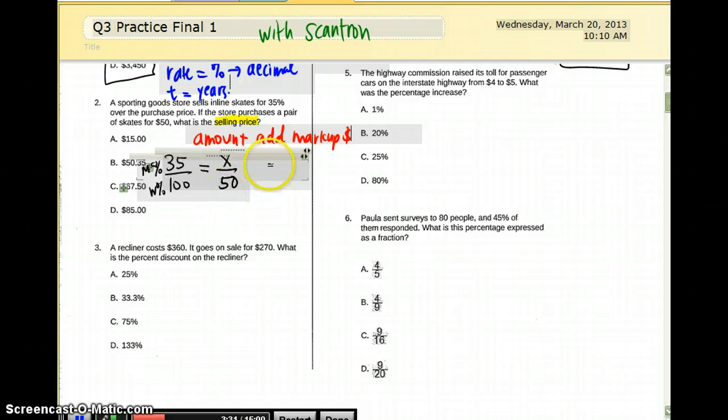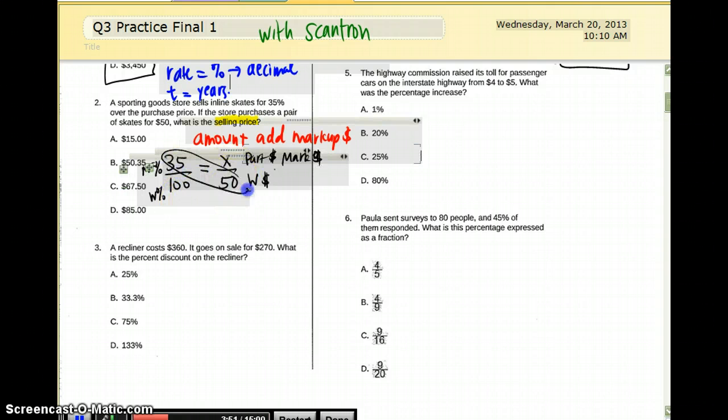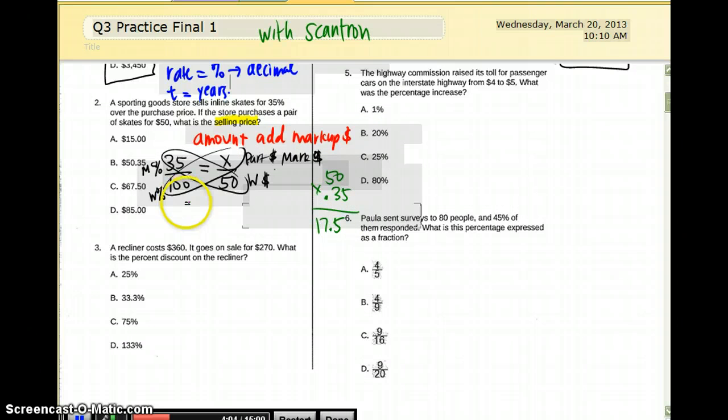The reason why $50 is at the bottom is because that's our whole price, but we're finding a part of the price, which will be the markup price. And then from here, I would cross multiply. Another way to do that is to simply multiply $50 times 0.35, and I actually like that method a little better for myself. That gives us $17.50, so X will be $17.50.